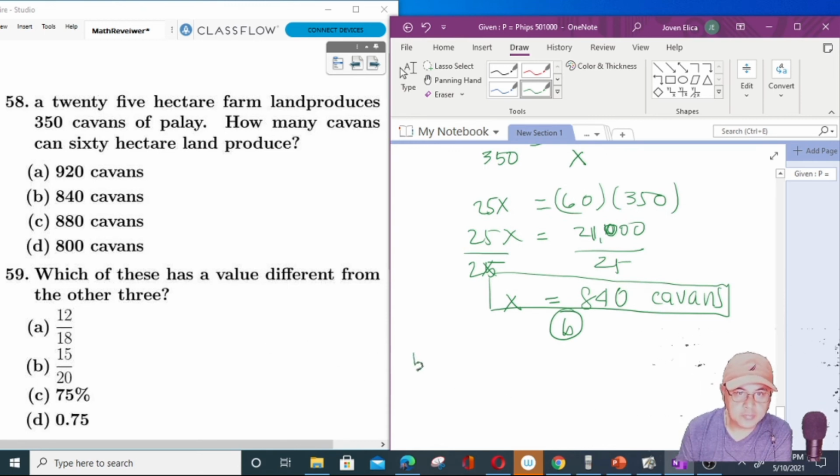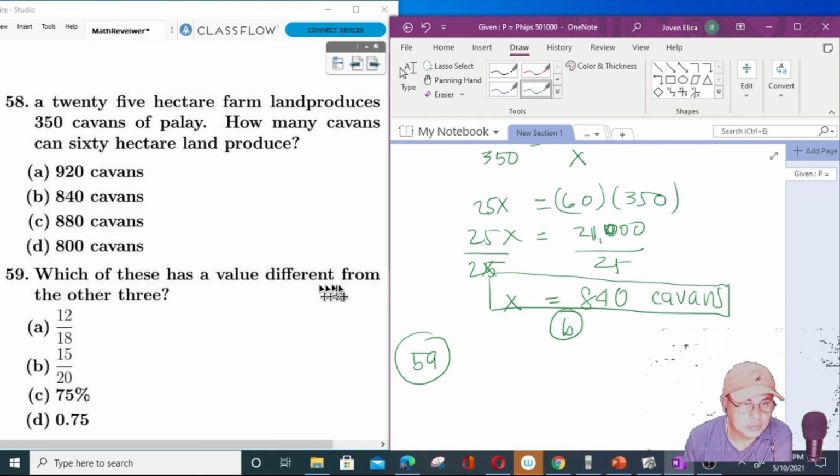And number 59. 59 is very easy. Which of these has a value different from the other? So among the choices, which is different? 12 divided by 18, if you're going to... 75% and 0.75 are the same. What about 15 and 20? Let us try to simplify.